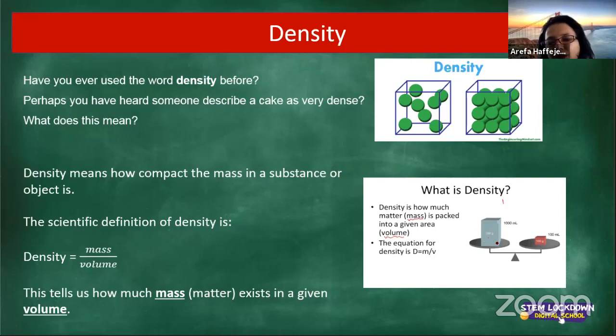So, like in the picture on the right, we will find out how much mass is in this grayish square, and we'll find its density when we measure the mass divided by the volume. Then we'd find the density of the red square by dividing its mass by its volume.